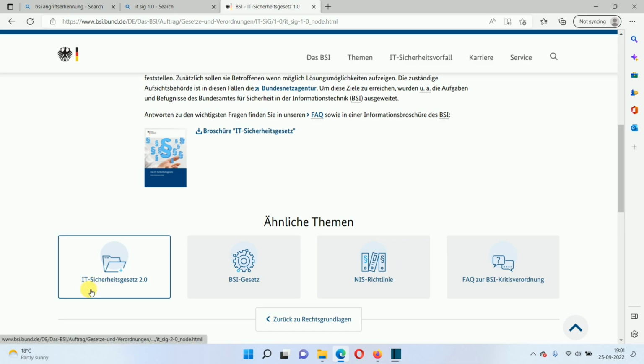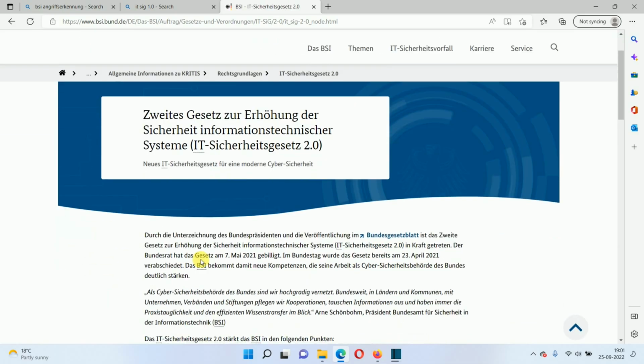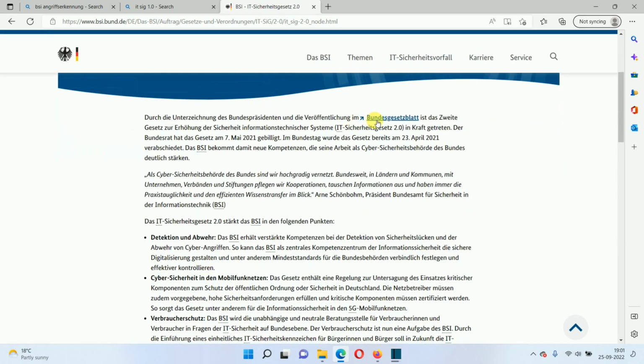Now we will talk about IT-Sicherheitsgesetz 2.0, because this is the one which is most relevant to us. It came into force, that is, it came into power on 23rd April 2021. At least you can say in the year 2021, it was put into effect.